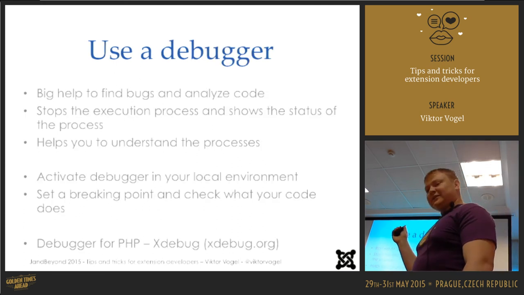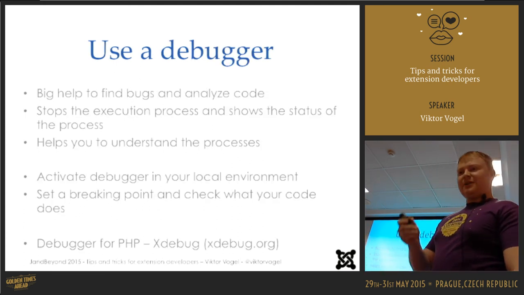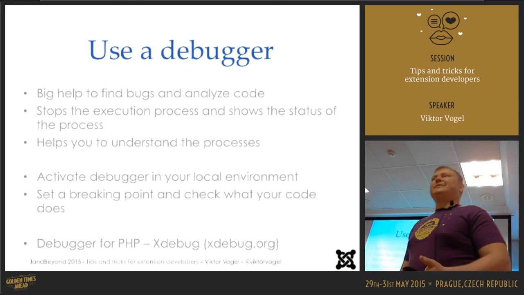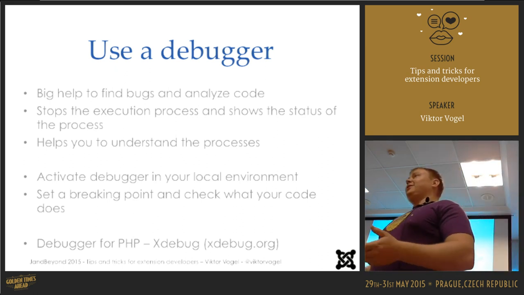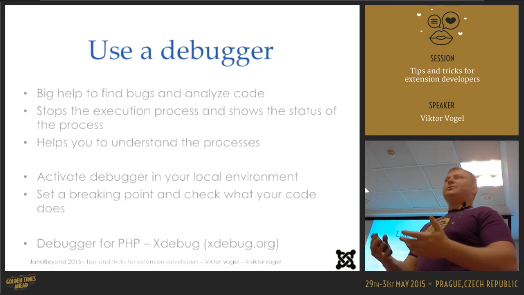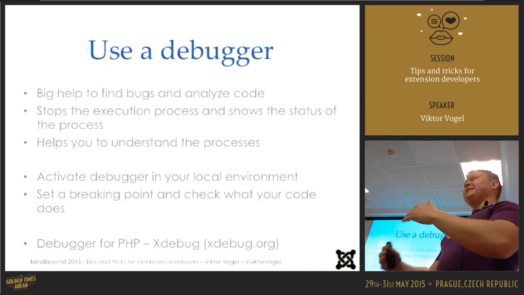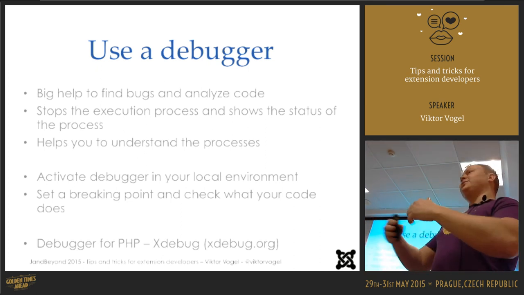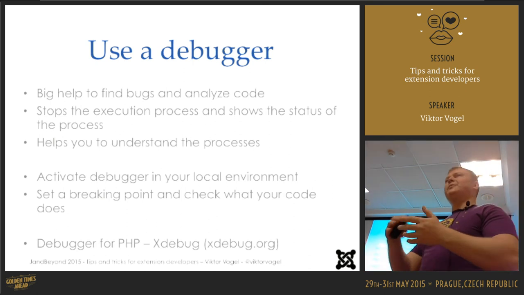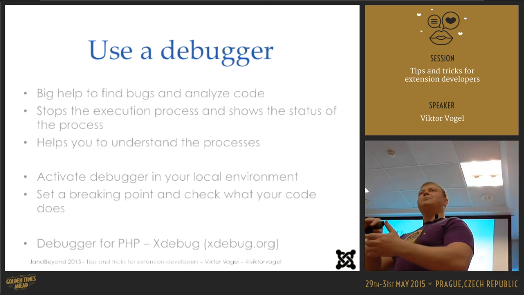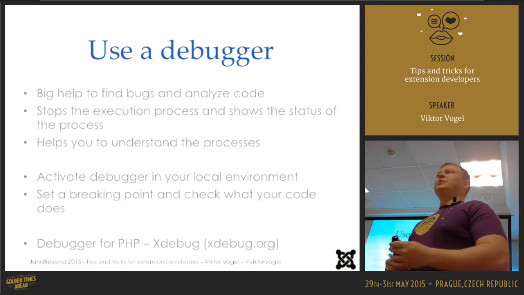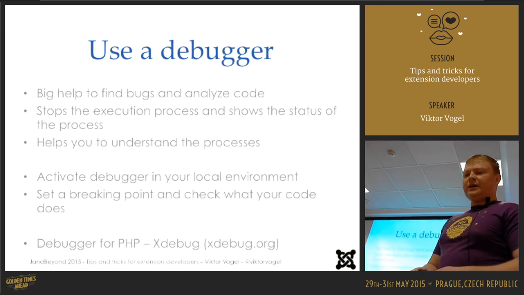So the next point is to use a debugger. It's very important to use a debugger and understand what a debugger is and how to actually use it. It helps a lot to find bugs, to analyze your code, to see what the current state is at this specific line, to go through the code line by line and see what variables are set, what are not set, and which variables are available at this moment in the process. I use Xdebug. It's easy to implement in an IDE like PhpStorm, and it's pretty cool.